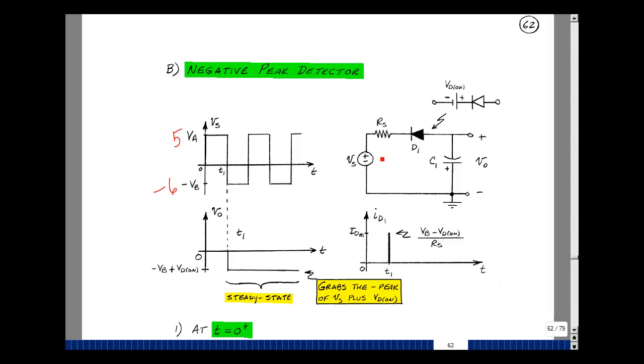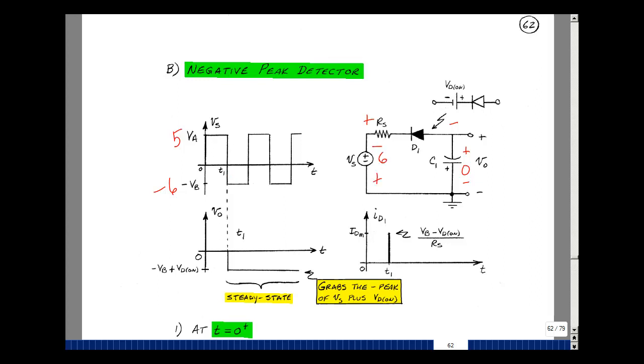Let's figure out what happens in our circuit. Initially at t equals 0 plus, we have 5 volts here and 0 volts across here. The voltage from here to here is equal to 5 volts minus 0, or 5 volts. But that means current wants to flow in this direction, and it can't. No current flows, and the voltage at the output stays at 0. Nothing happens until we change our input from +5 to -6.